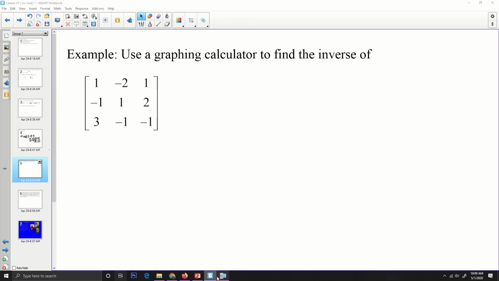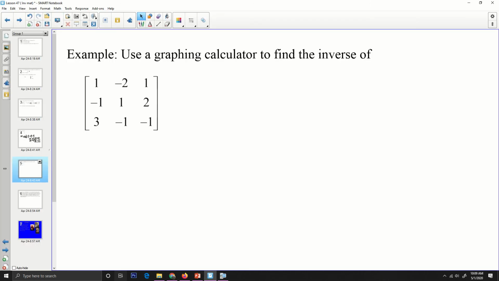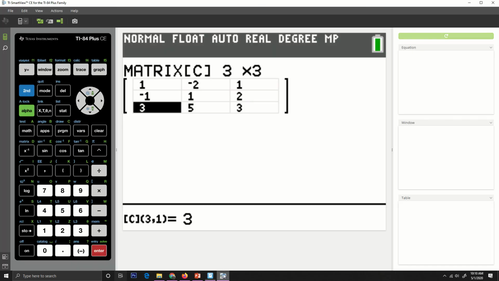It was -1, -1, 2, or -1, +1, 2. So -1, +1, and then 2. And then that last row, 3, -1, -1. Go back, 3, -1, -1. And we just want to find the inverse of that. So we're going to quit out.